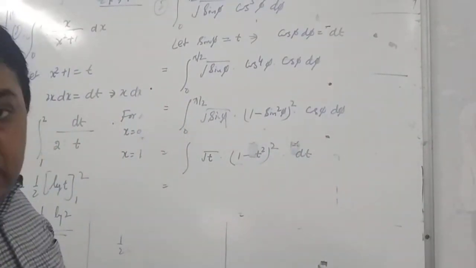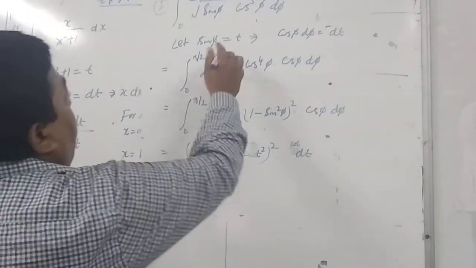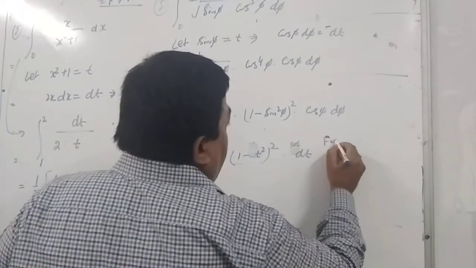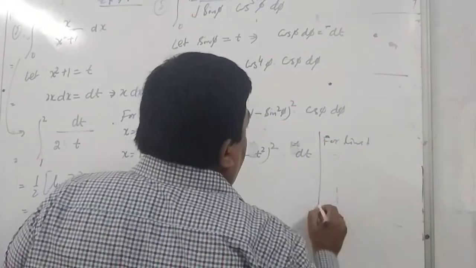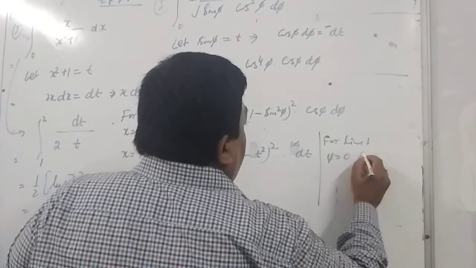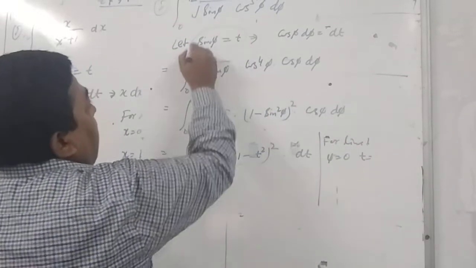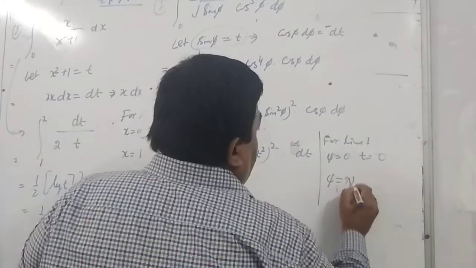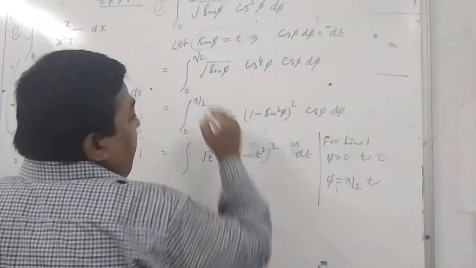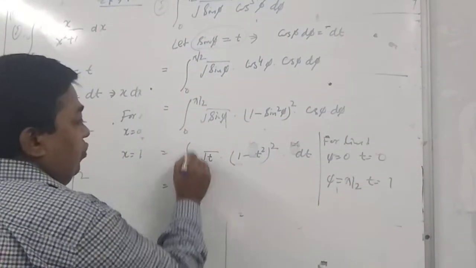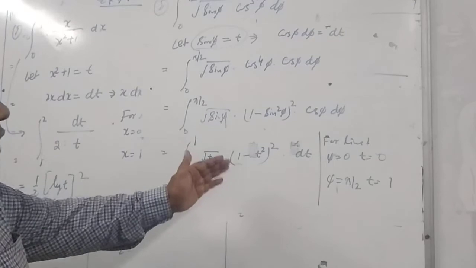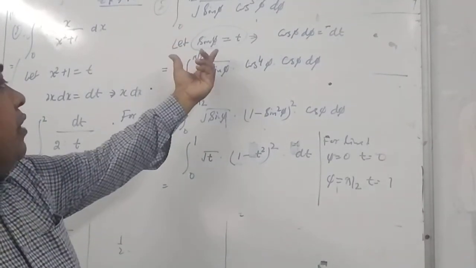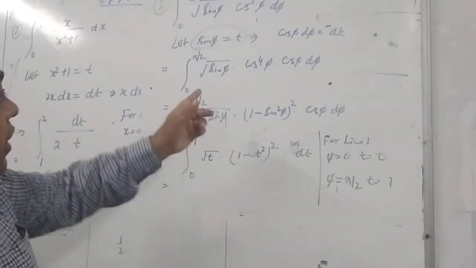And what about the limit? We change the limit too. When φ is equal to 0, t will be sin 0, which is 0. When φ is equal to π/2, t is equal to sin 90, which is 1, so the limit will be 0 to 1. Accordingly we change the limit, along with the substitution we have taken.